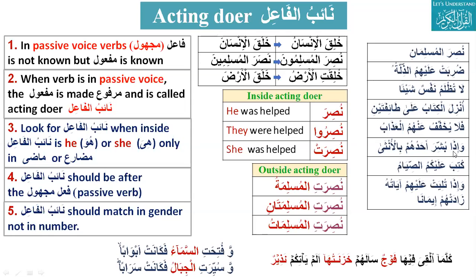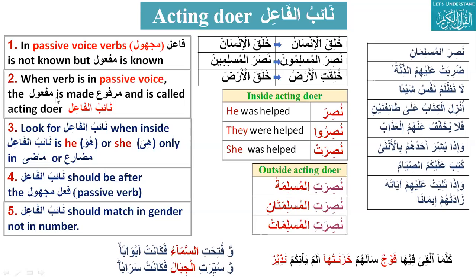Can you please take this ayah? وَإِذَا بُشِّرَ أَحَدُهُمْ بِالْأُنثَى. What is the passive verb here in this ayah? Bushira. What is the normal word for bushira, the active verb? Bashara. Okay, bushira is the passive verb.